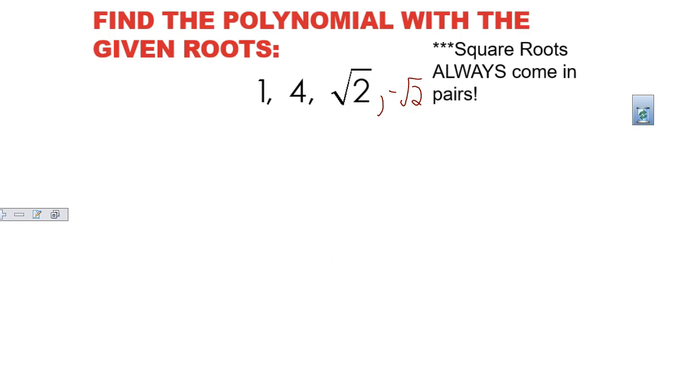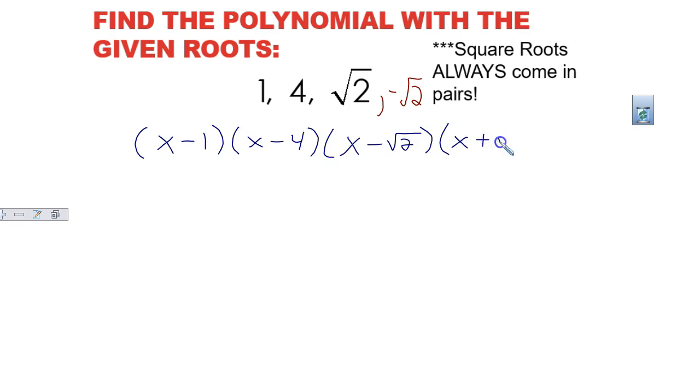So we have to think about that before we start multiplying. There's not 3 roots here. There's actually an implied fourth one. It's just not listed. And you have to be aware of that, and you have to add it in before you start multiplying. So we've got x minus 1 times x minus 4 times x minus root 2 times x plus root 2.